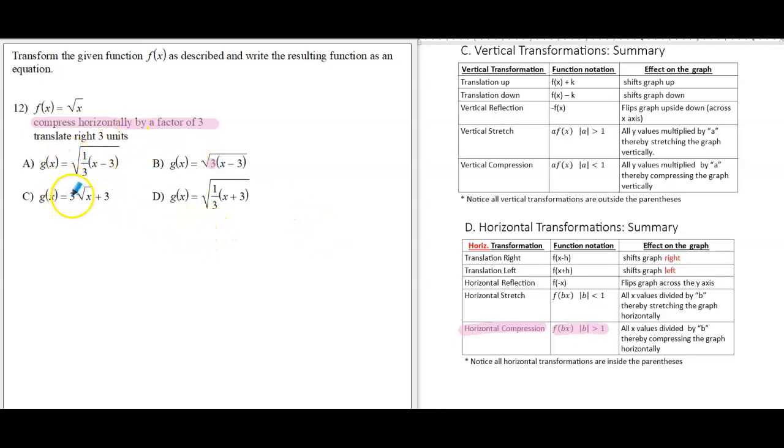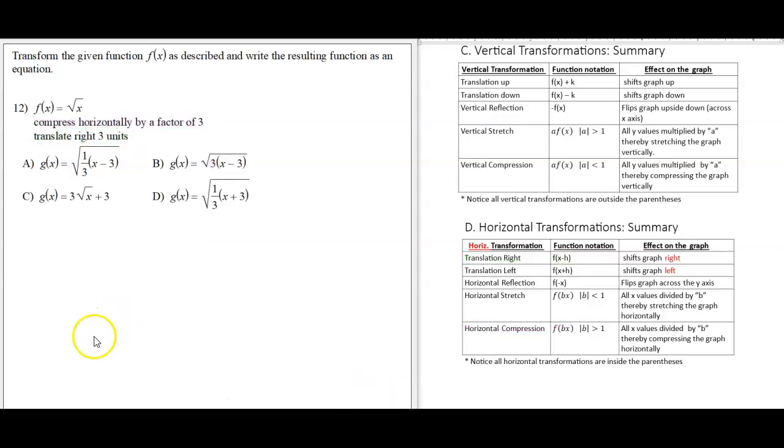Here, there's a number multiplying that's greater than 1, but it's not multiplying the x. It's multiplying the square root. It's outside the parentheses. We want one that's inside the brackets, or the square root in this case. So the only option is B. But once again, we'll keep going over the rest of it just to practice. So translating to the right, I should have minusing a number inside the parentheses, and sure enough, there it is. So the answer on that one is B.